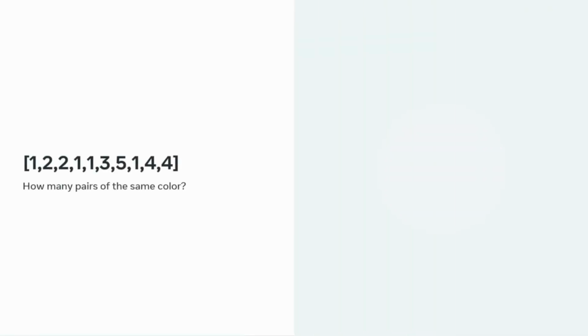You are given an array that represents sock colours. Yellow socks are represented by 1, blue socks by 2, red socks by 3, green socks by 4, and lastly orange socks by 5. Sock colours equal the numbers as explained, namely 1, 2, 2, 1, 1, 3, 5, 1, 4, and 4. Determine how many pairs of the same colour socks exist.